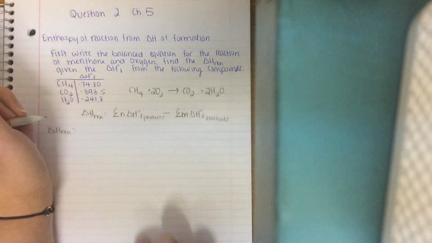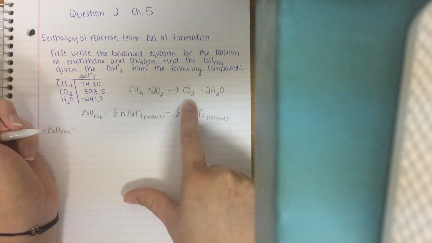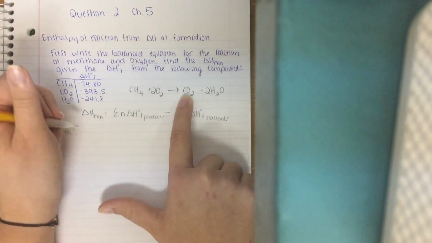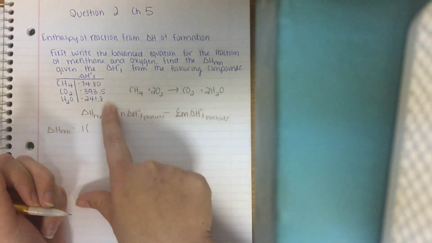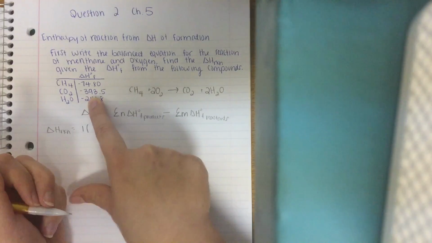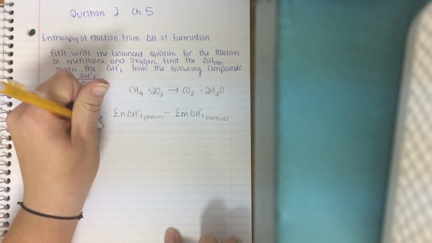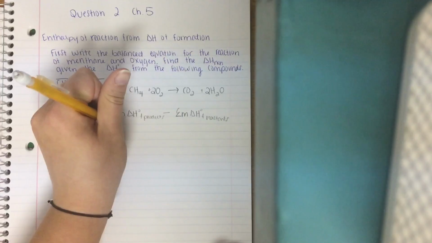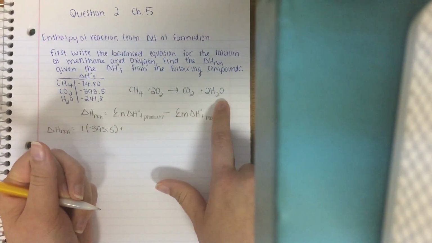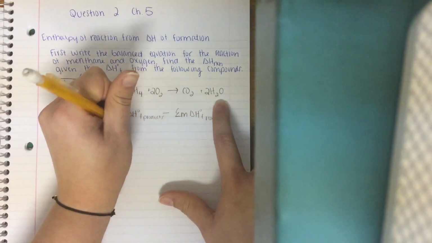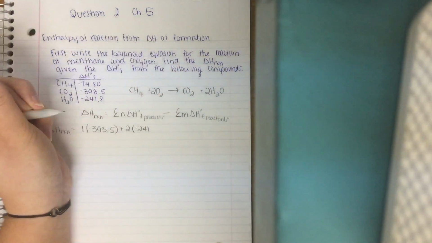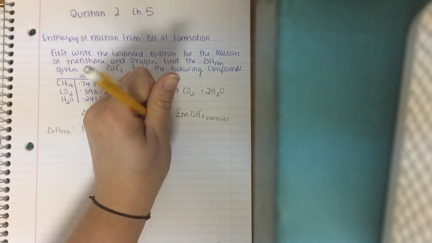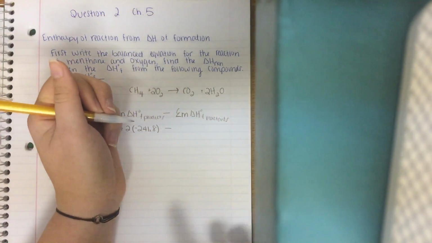Reaction. And the first one that we're going to do is product. So here's carbon dioxide, and there's 1 as a coefficient because there's nothing in front of it, so we can use 1. And we look over to the table, and its enthalpy of formation is negative 393.5, and it's the sum, so then we add the next product, which is water, and we have the coefficient of 2, and its enthalpy of formation of negative 241.8, and we subtract the reactants.